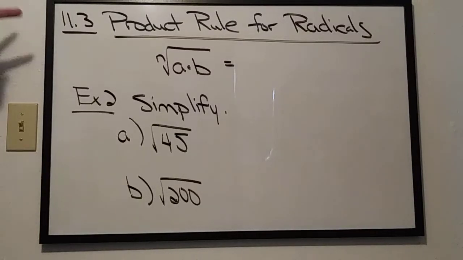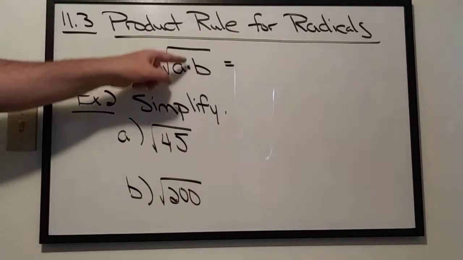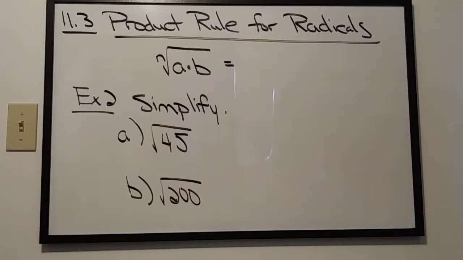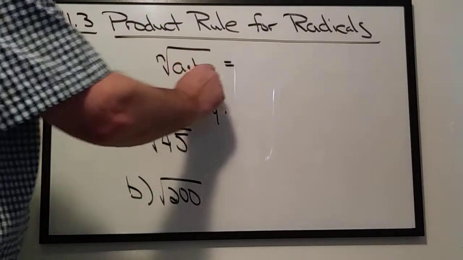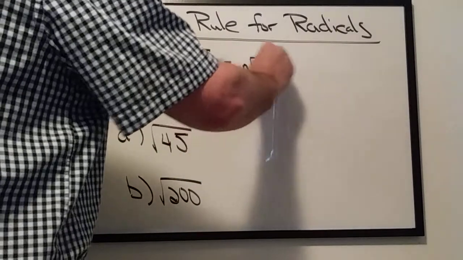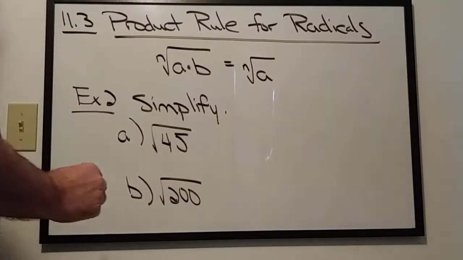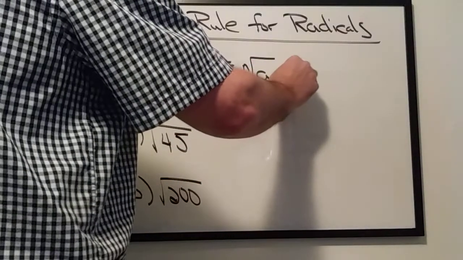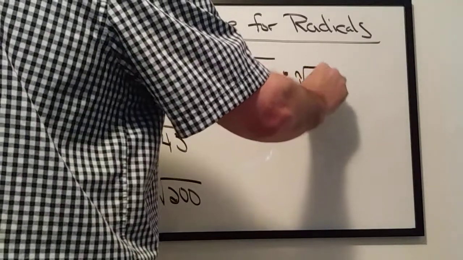Now we're ready to move on to section 11.3, and from section 11.3 we're interested in the product rule for radicals. So think about the word product. Product means multiplication. So we have the nth root of a multiplication problem, a times b. And the product rule for radicals says that we can take this nth root of a times b and break it up into two separate radicals. The nth root of a times the nth root of b.